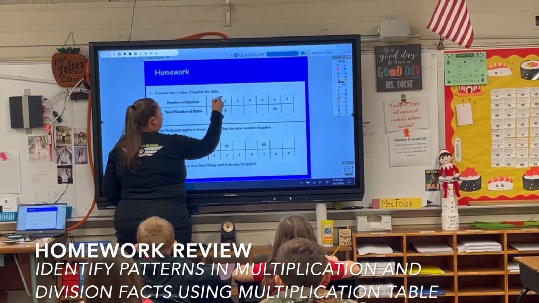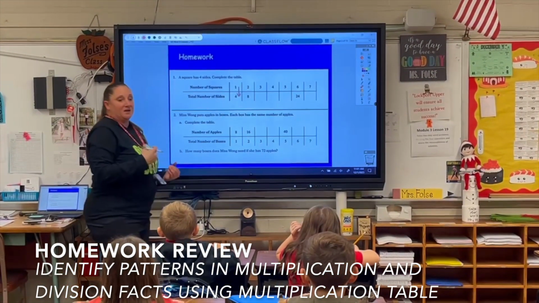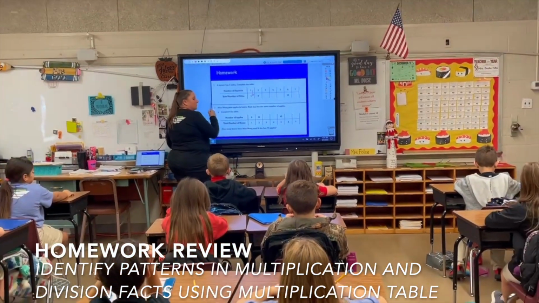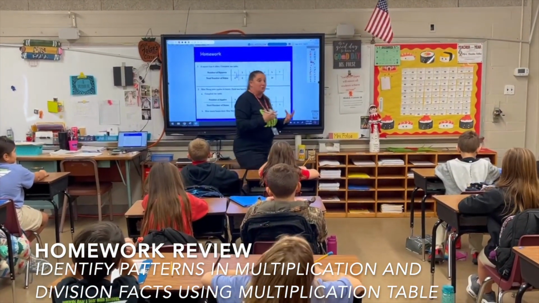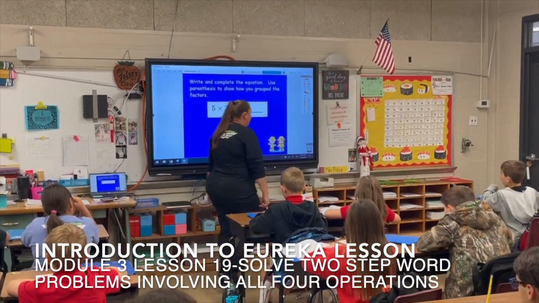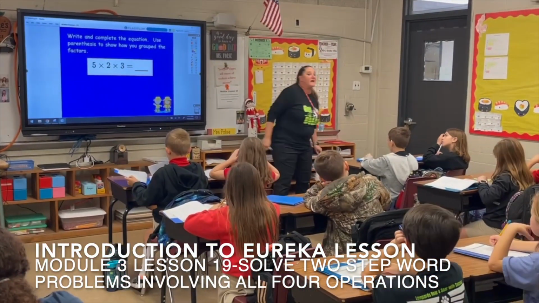The number of squares, and then we go into the total number of sides. Are our numbers getting bigger or smaller? Bigger. Bigger in our in and out tables. So when they're getting bigger, yesterday we learned what pattern does it make? Multiply. And here it's twice. Remember, can we multiply twice at the same time? No. So what do we have to use?